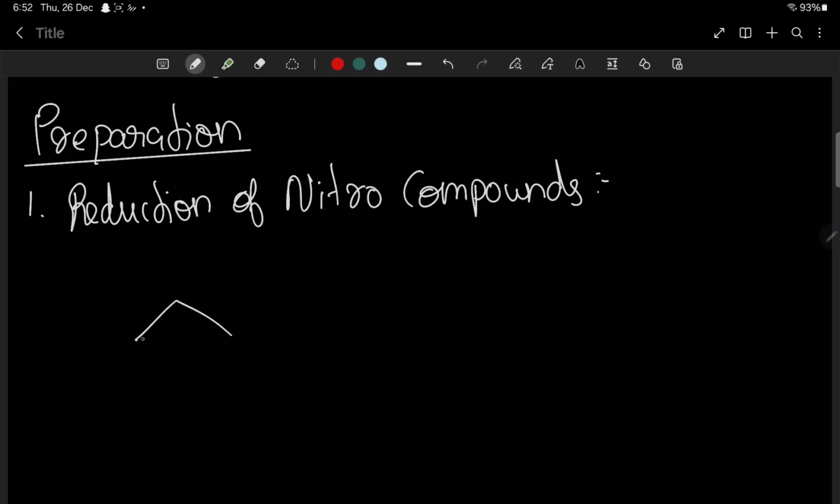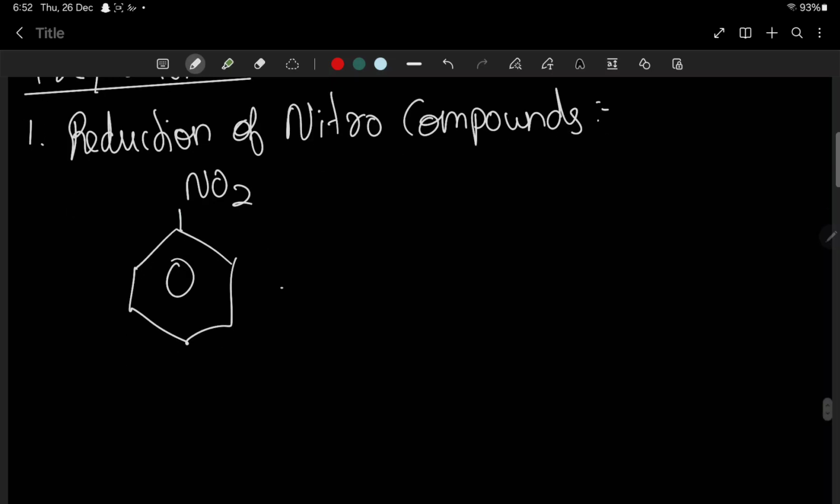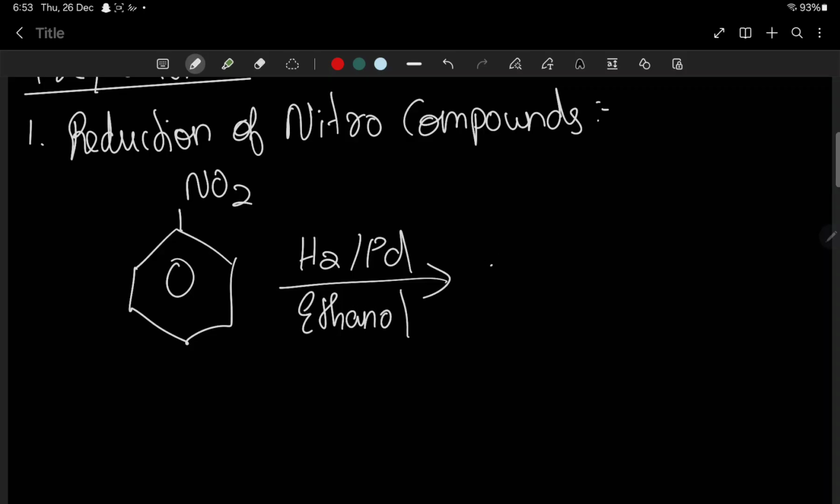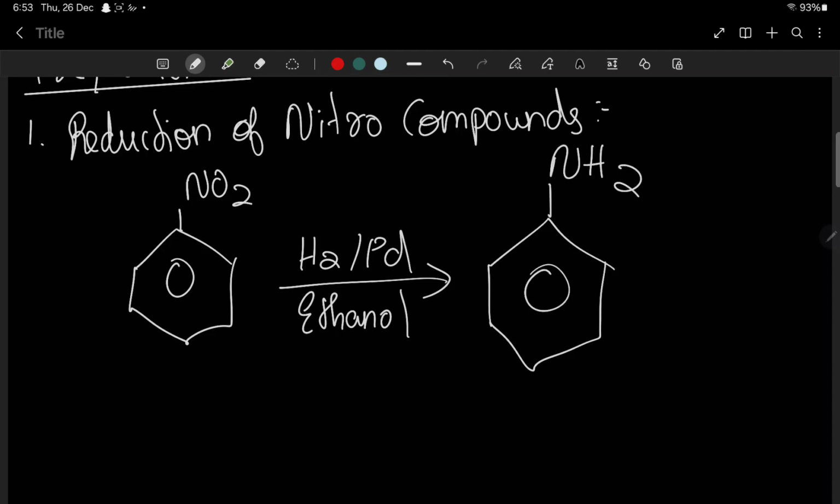So you can take a nitro compound. I'm just taking nitrobenzene. You can take any nitro compound and add hydrogen in the presence of palladium. Usually we use hydrogen in the presence of palladium for reduction. With palladium in ethanolic medium, it will be reduced to an amine. This is the first method inside the reduction of nitro compounds. This method is just by heart.